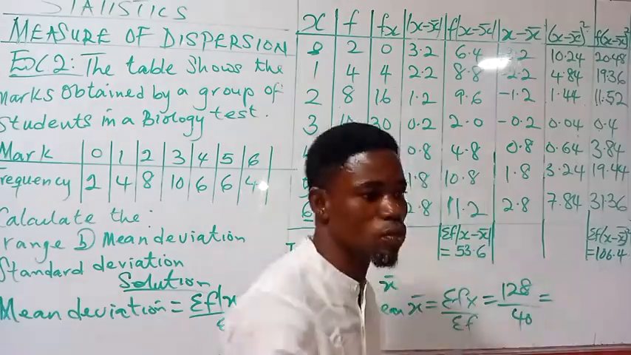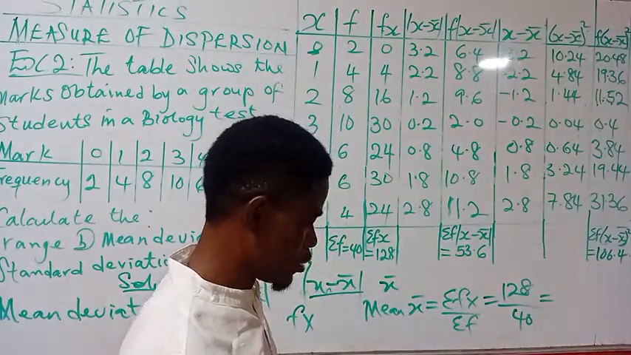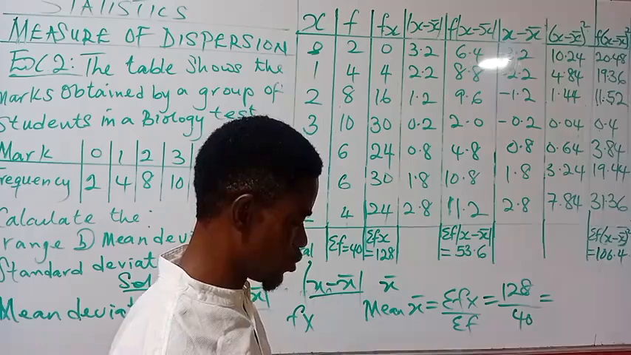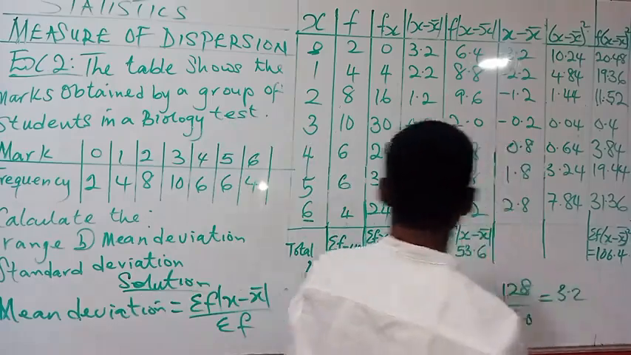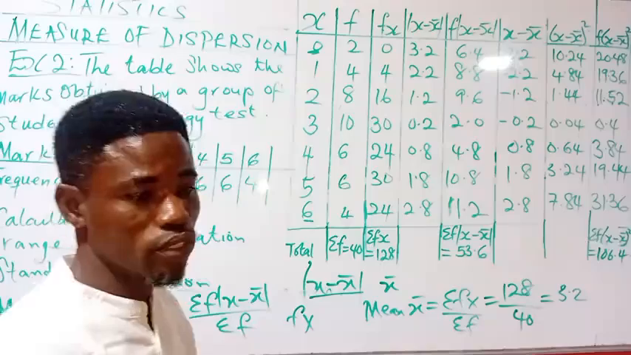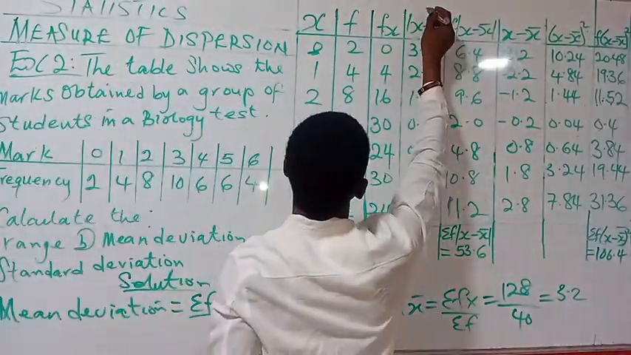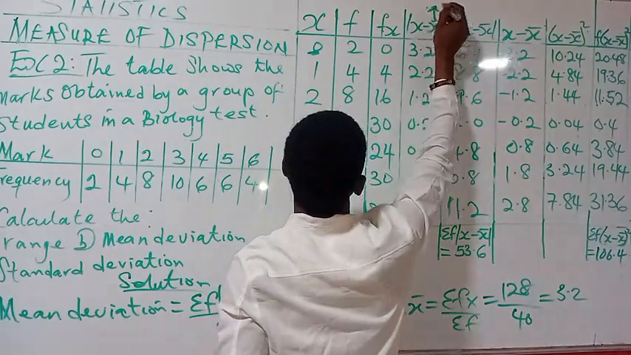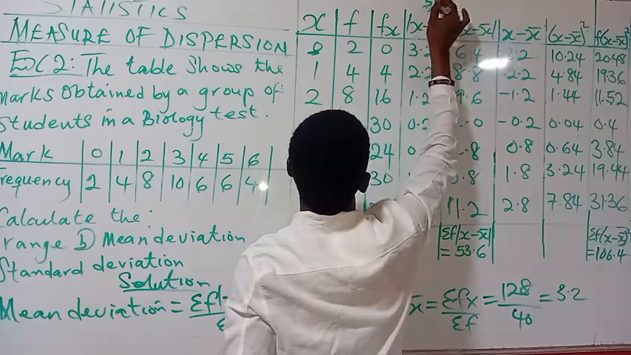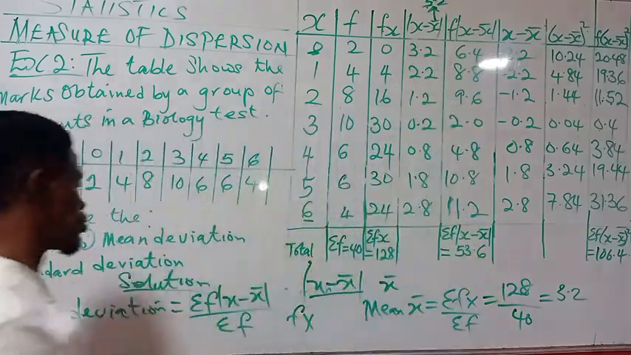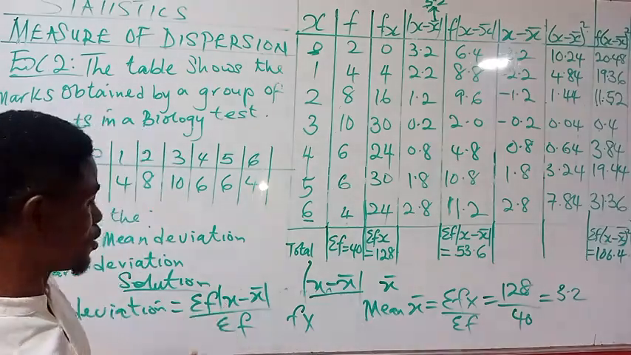So when you divide, we have 128 divided by 40, and that will be 3.2. So your x bar, which is your mean, is 3.2.